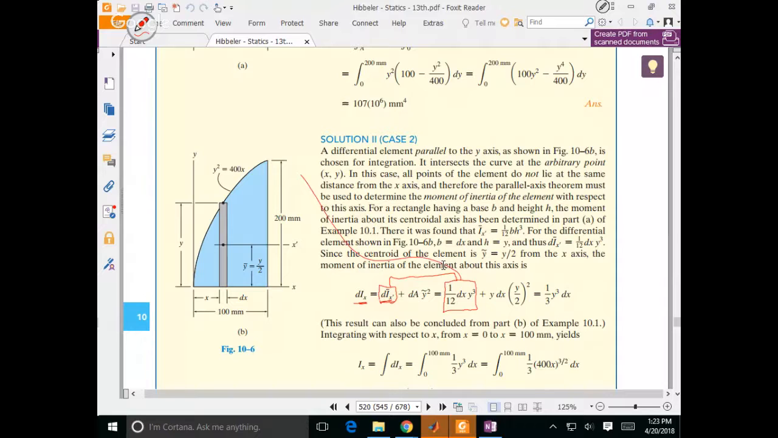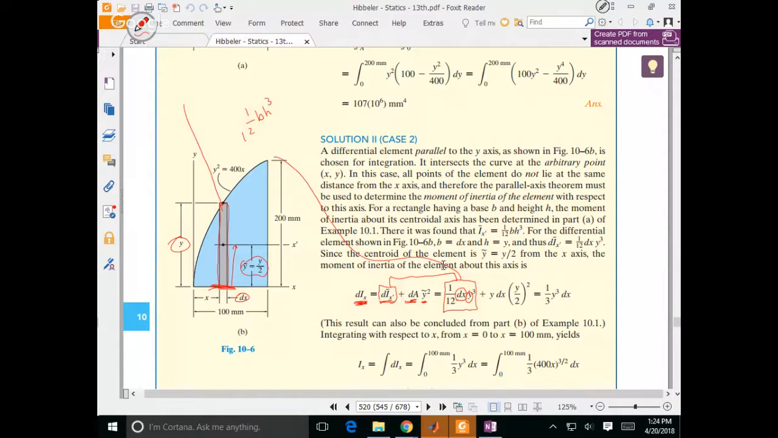Okay, this is the 1/12 base times height to the third. Your base is this, your height is that. So if you notice, base times height to the third. And then he has to do a dA times y bar, which is the y bar is halfway up, because that's where your centroid is. So he has to use the parallel axis theorem on that one. And he also has to use it's as if this little sliver were spinning about here.